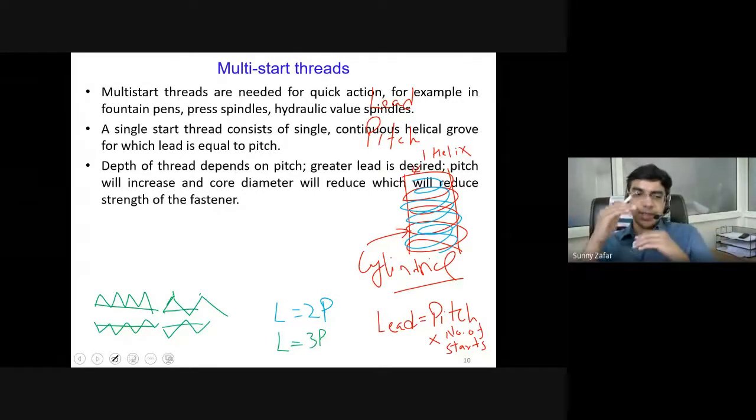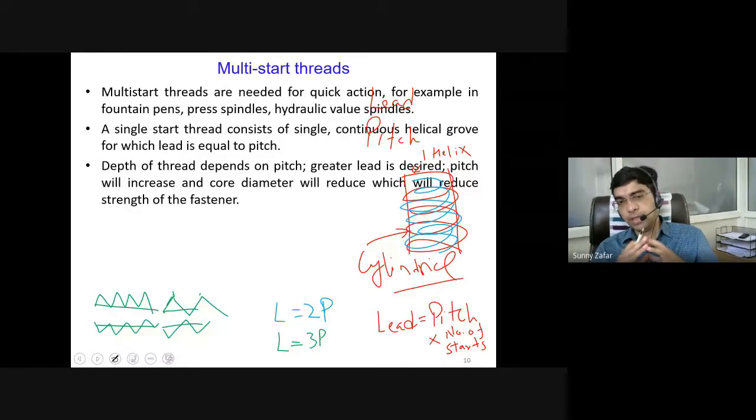When the core diameter gets reduced, the strength of the fastener reduces. Why do we need strength? Strength is needed to sustain the external loads coming on the fastener in the form of load of the component that is being fastened. So we generally don't increase the pitch too much, but we increase the number of starts, which increases the lead, thereby giving a very quick tightening and untightening action. So these are multi-start threads.